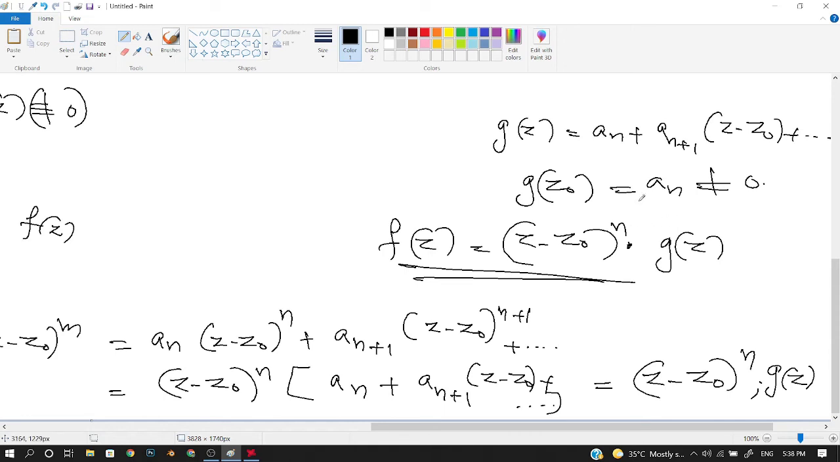Since an analytic function is continuous, because of the continuity also g of z is not equal to 0 in some neighborhood of z equal to z naught. Therefore z equal to z naught is isolated, and hence the proof.